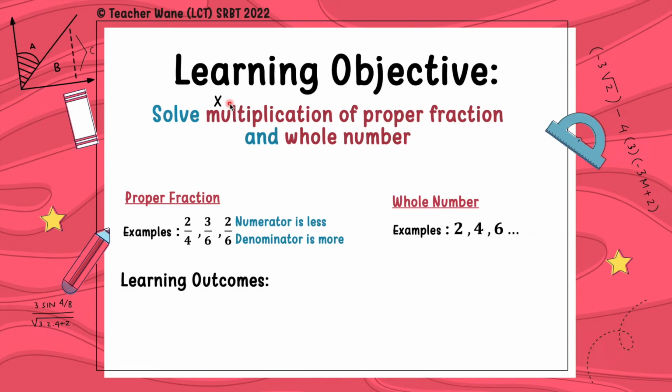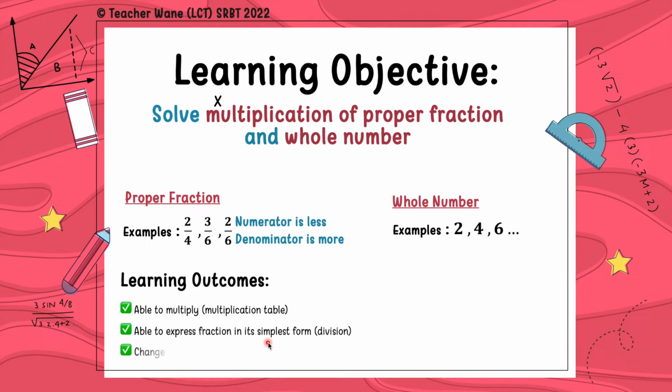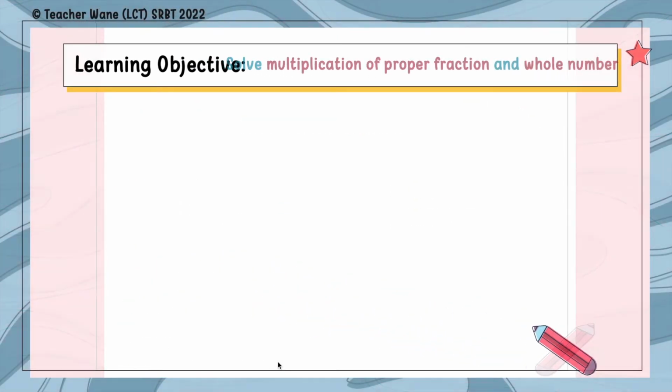So what are our learning outcomes? Today, you will be able to multiply. So you should know your multiplication table, and then be able to express a fraction in its simplest form, remember, by using division. Then change an improper fraction to a mixed number, also by using division.